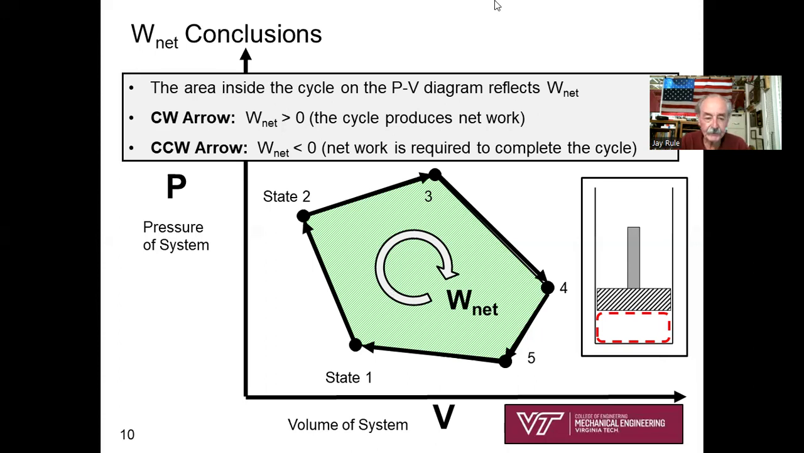But what we've got here on the screen is a clockwise arrow, W net greater than 0. Net work is produced by the cycle. This is called a power cycle. Net work is positive. Really cool result. So I declare you an expert in visualizing the net work done by a cycle.